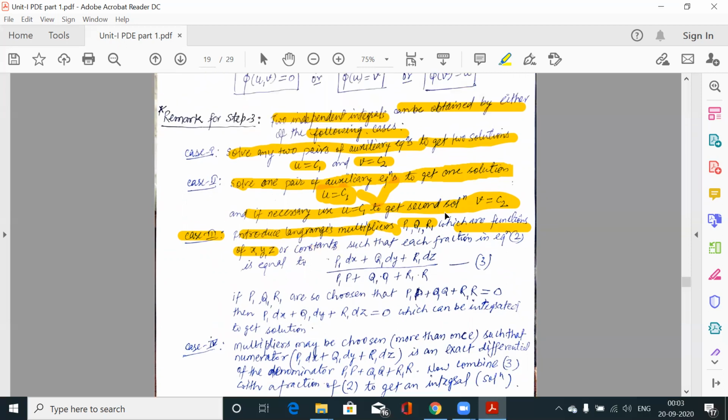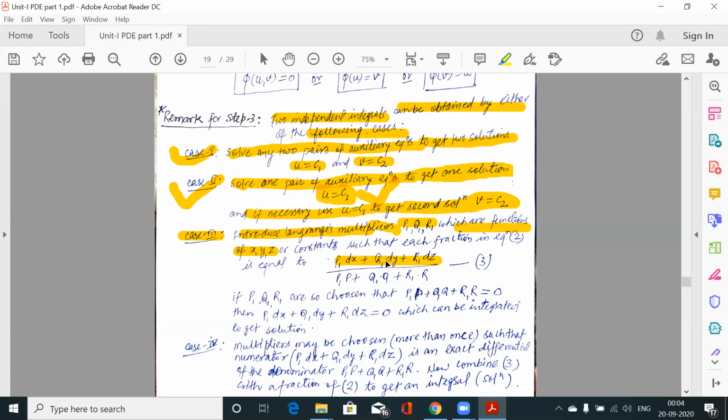If the integration is directly possible, we can get two solutions from case 1 or case 2. But if direct integration is not possible, then we go for case 3, where we use the multipliers in such a way that the integration becomes possible. We were unable to directly integrate the fractions, so now we apply the multipliers.